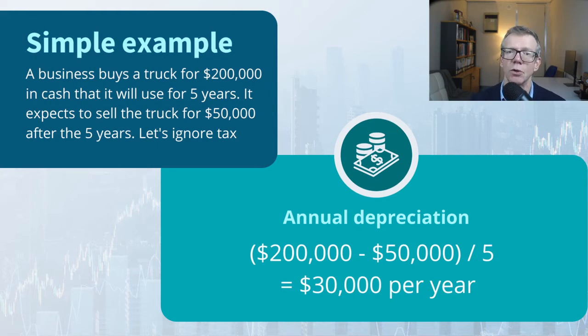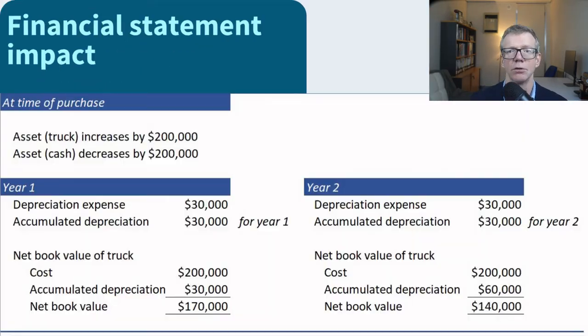So let's have a look and see what financial statement impact that would have. When we first purchase our truck, an asset goes up, truck, $200,000. That's matched by an asset going down, cash, by $200,000. Now, each year after that we own the asset, we're going to be doing two things. We're going to be recording the depreciation expense. That's the $30,000 charge that appears in the income statement, and that's going to be matched by an entry to accumulated depreciation, which captures the lifetime depreciation or amortization that's been recorded against an asset.